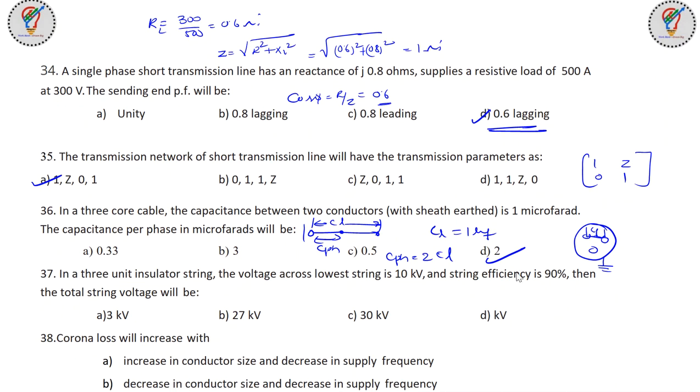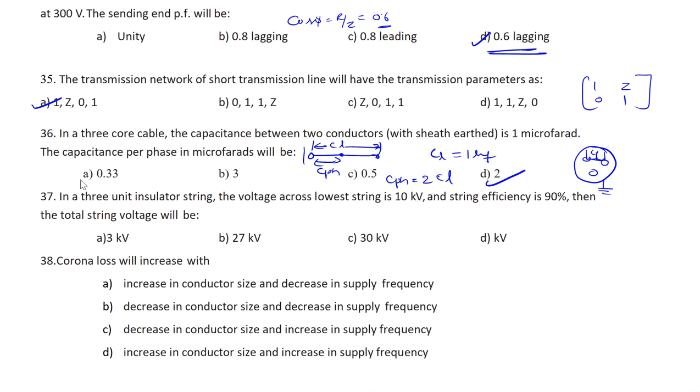So hope you are getting the answers here. Next one. In a 3-unit insulator string, the voltage across the lowest unit is 10 kV and the string efficiency is 90%. Then the total voltage across the string will be. Yes, guess the answer.